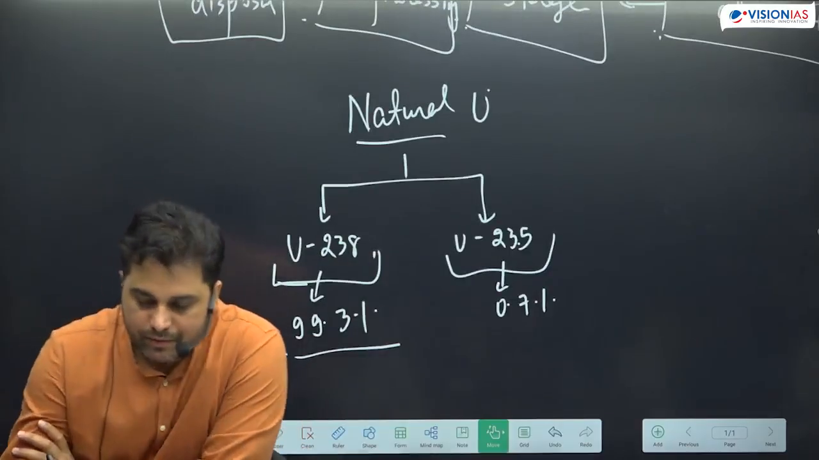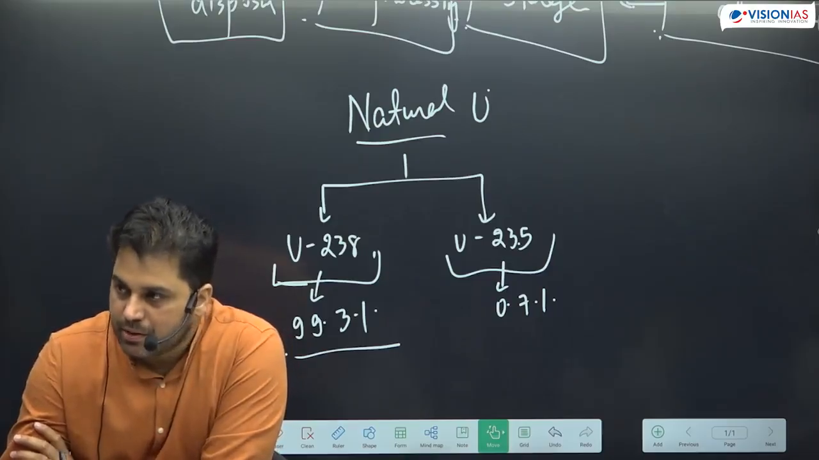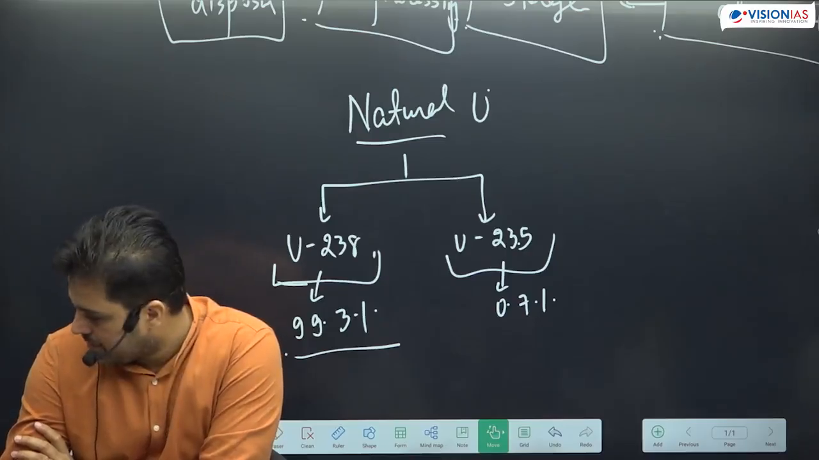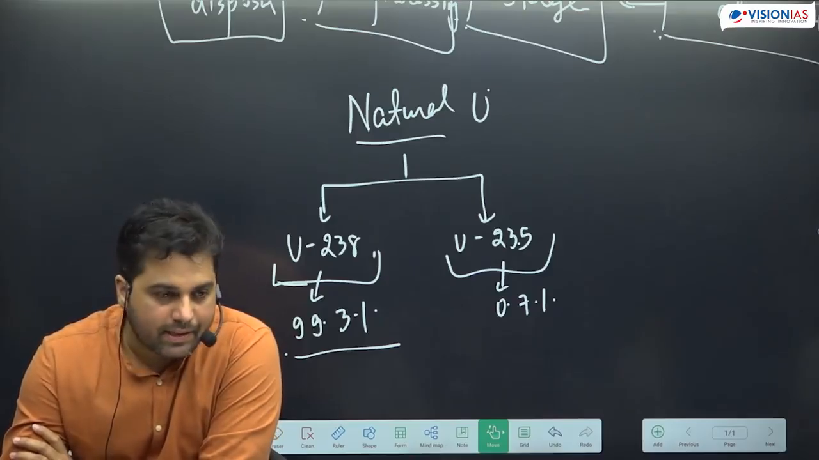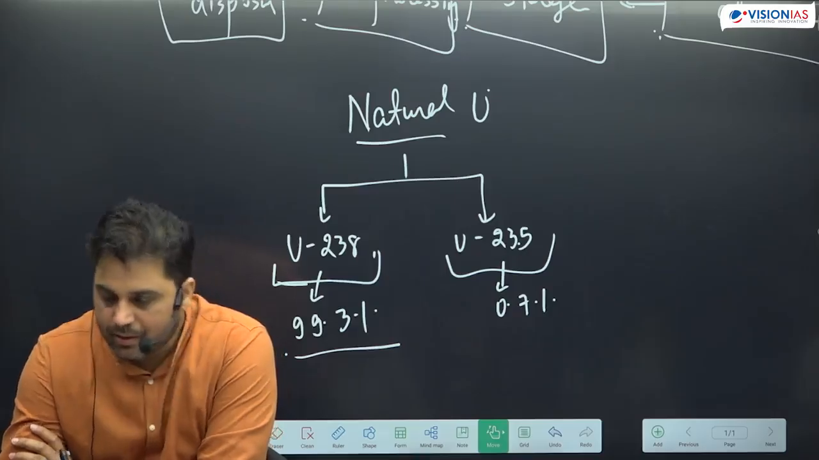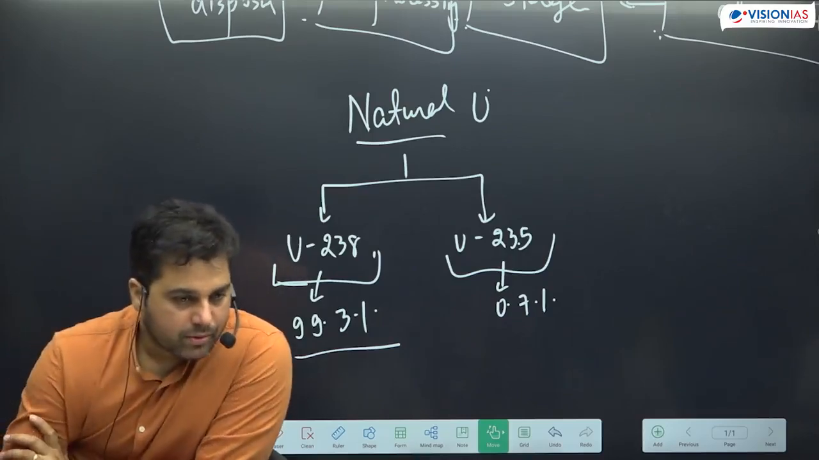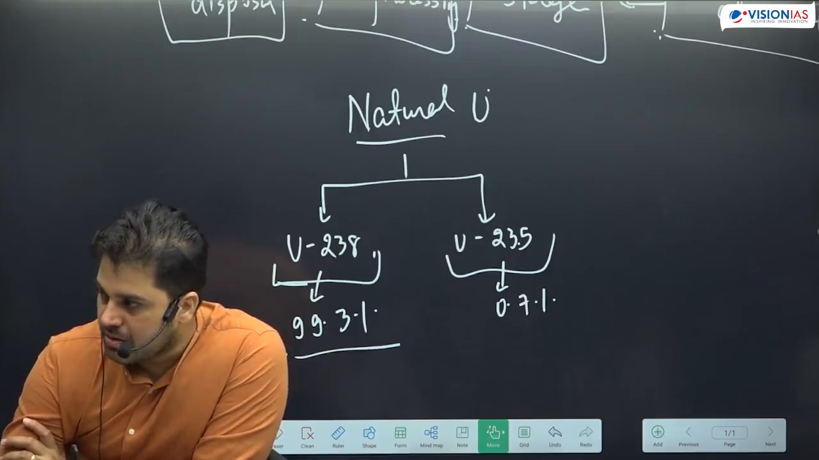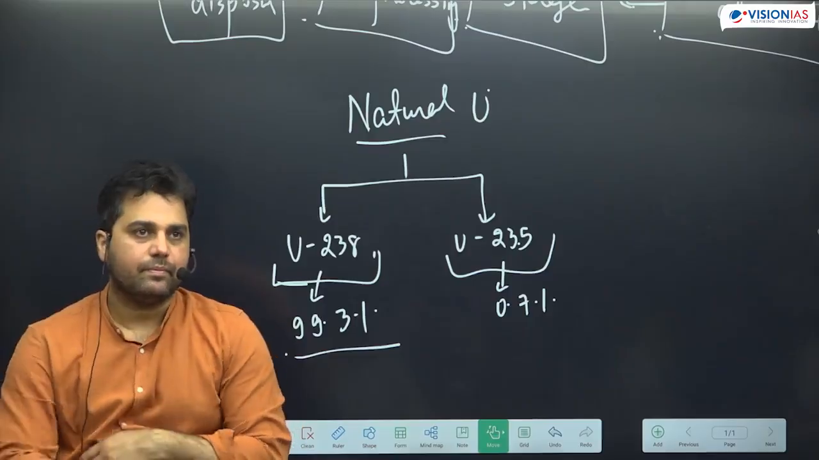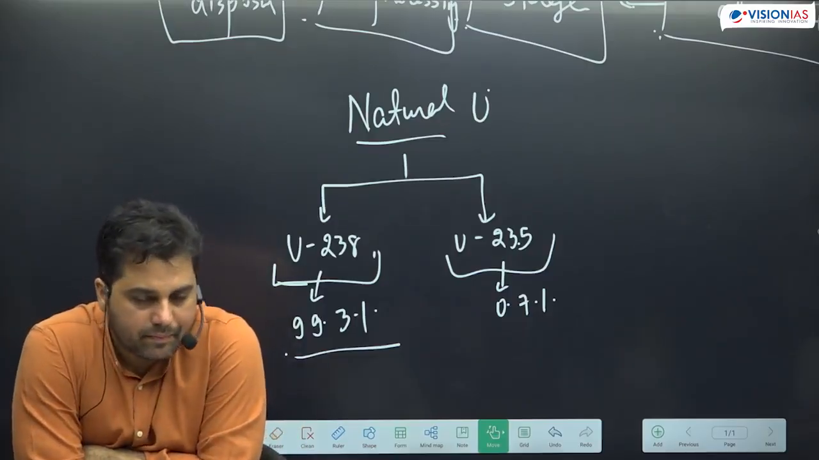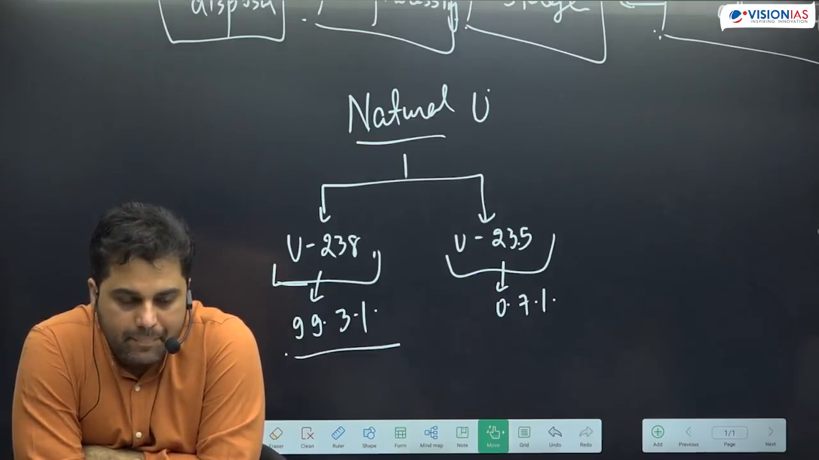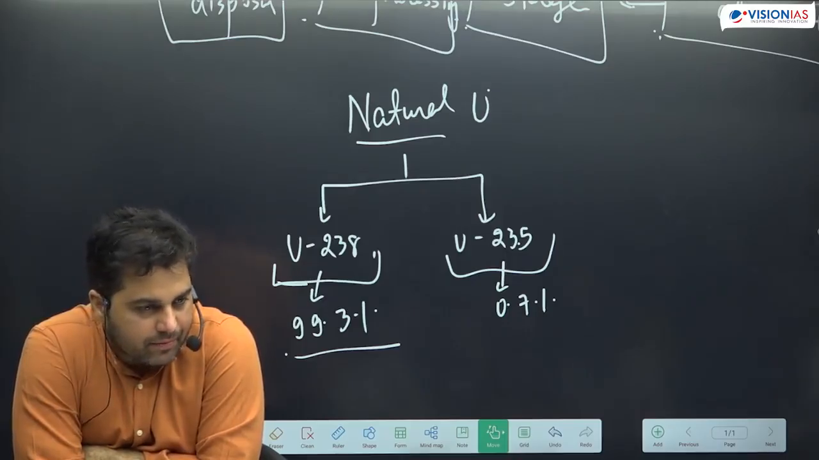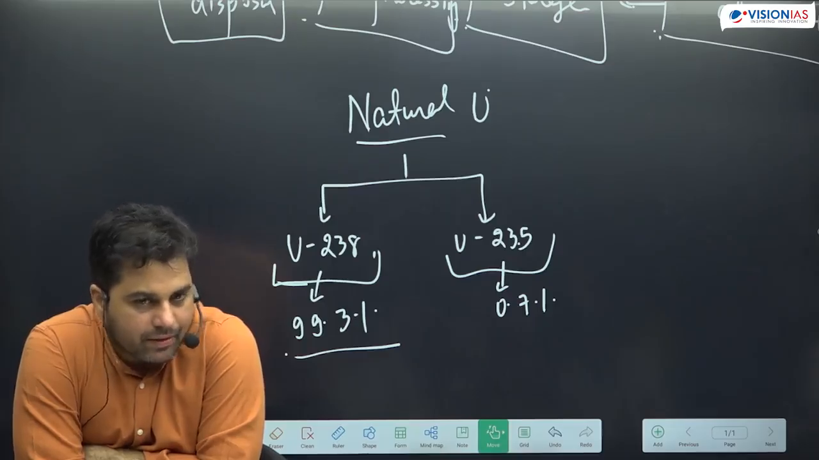Natural uranium comprises more than 99% of uranium-238, which is not a good fissile material. It has less than 1% of uranium-235.